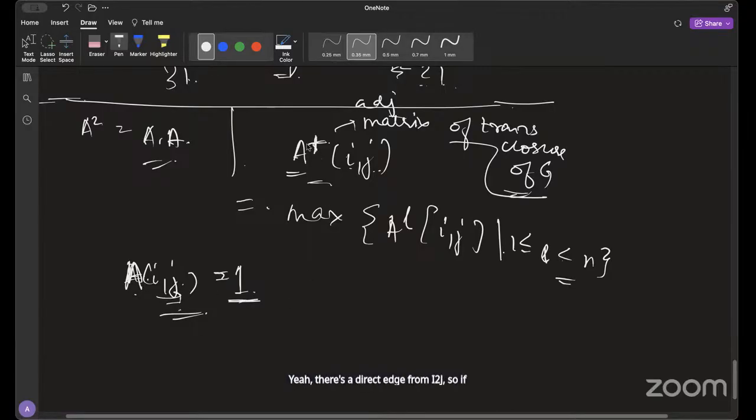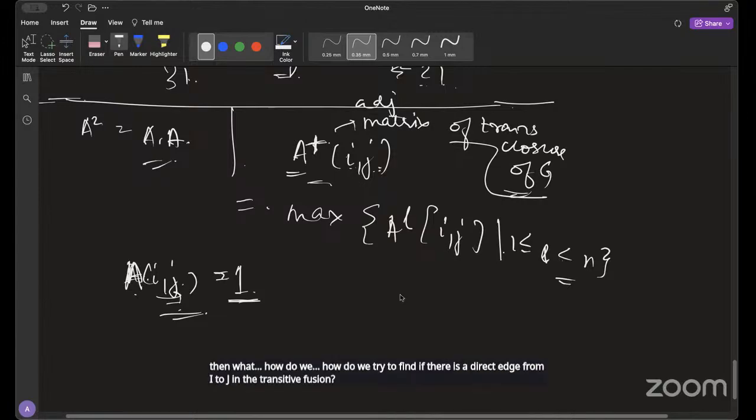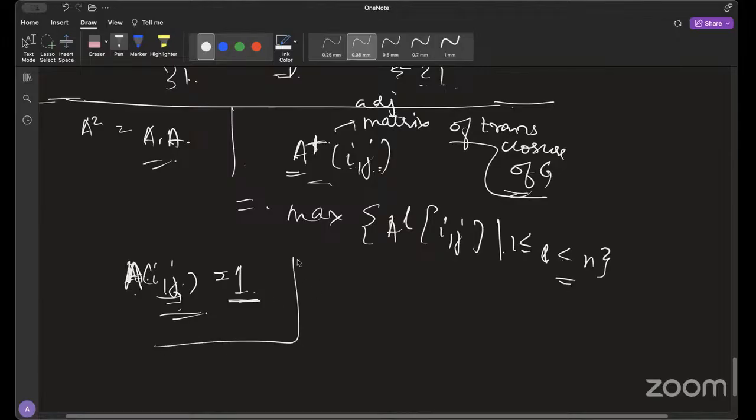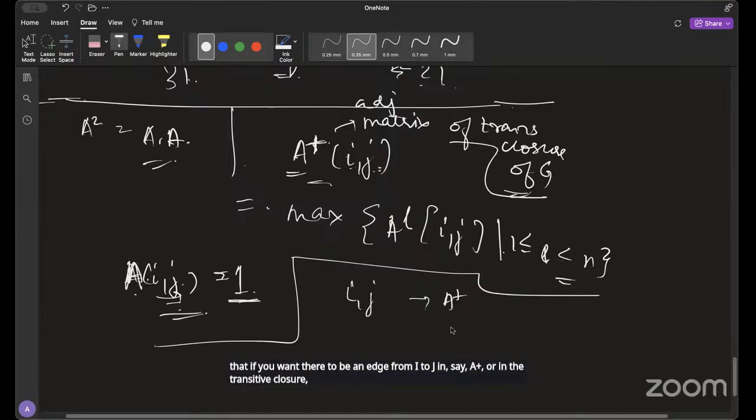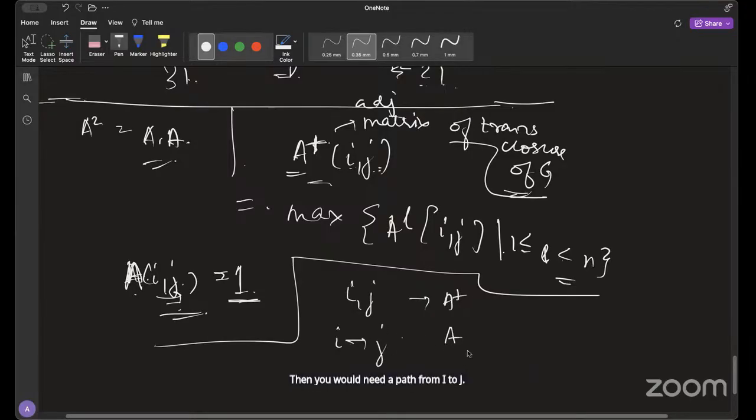So if you want to find if there's a direct edge from I to J in the transitive closure of a graph, how do we do it? The A1 has to have a 1, and not the A2 or A3. The simple definition was that if you want an edge from I to J in A plus, the transitive closure, then you need a path from I to J in A. That's how we defined it.